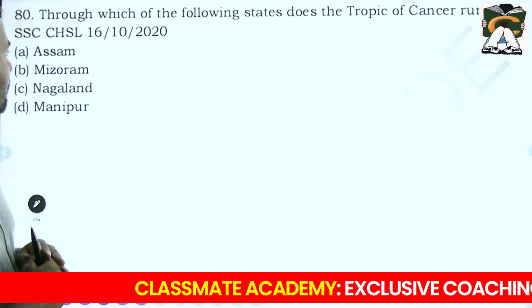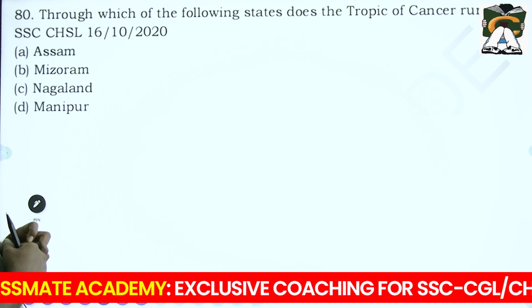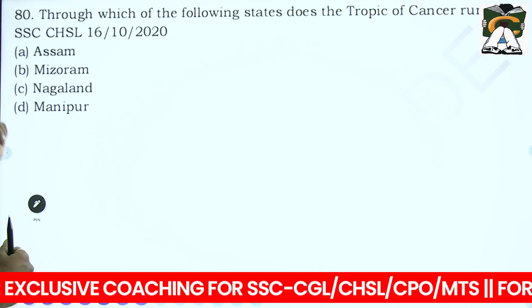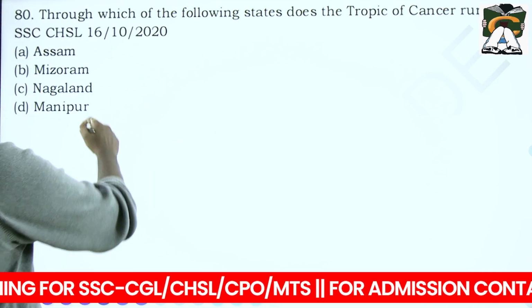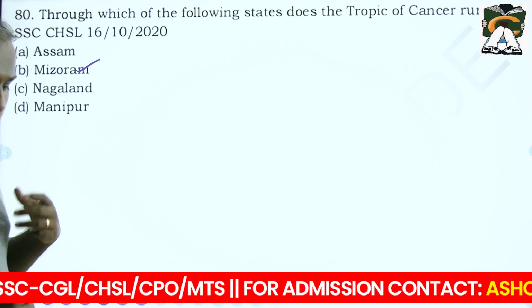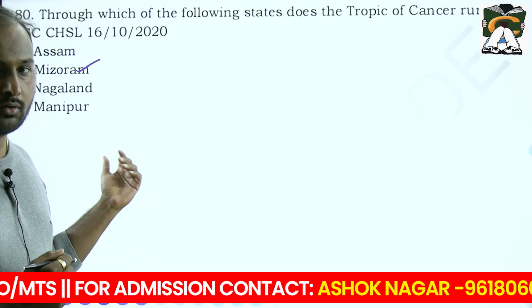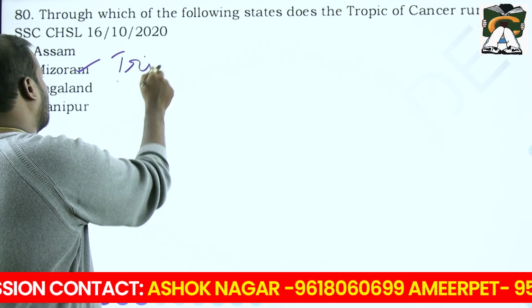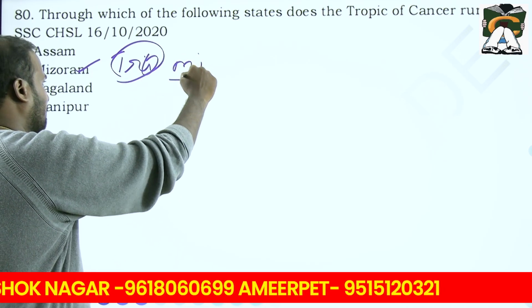Next, through which of the following states does the Tropic of Cancer run? Obviously all are northeastern states. Your answer is Mizoram. In the northeastern states, there are two states where the Tropic of Cancer runs. One is Tripura, the other one is Mizoram. One is Tri, the other one is Mi. So remember it like that.